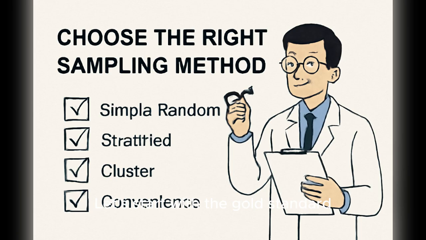Let's start with the gold standard, probability sampling. The key idea here is that every single person in your target population has a known, non-zero chance of being selected. It's all about fairness and randomness, which allows you to generalize your findings to the entire population with confidence.